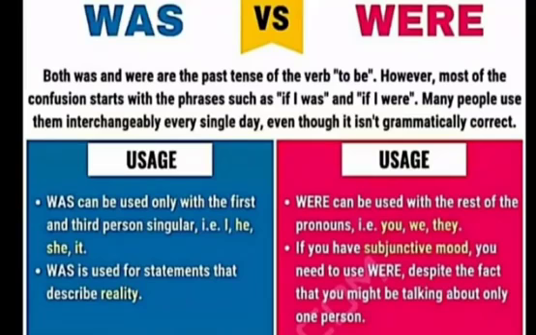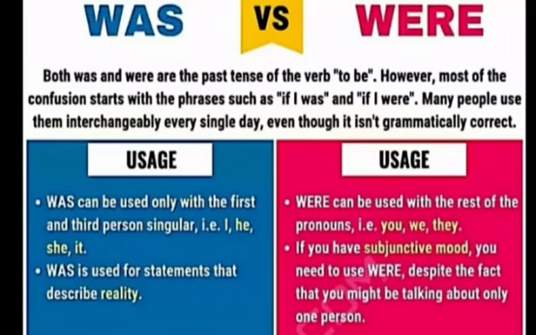Listen, were can be used with the rest of the pronouns, that is, you, we, they. You, we, they. What are pronouns? A pronoun is used in place of a noun. So what are you, we, they? You, we, they are first person, second person, third person, plural.